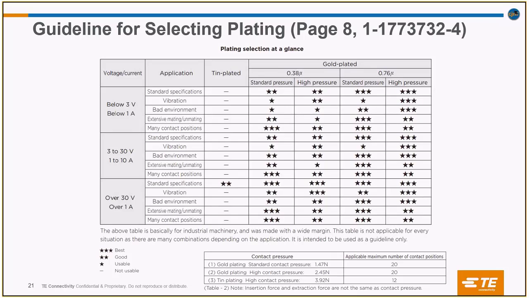So this is like a glossary of when to use the 0.38 and the 0.76. Below 3 voltage, below 1 amp, bad environment, take standard pressure, high pressure. Basically you need to know what kind of environment the application is in. If it is too rough, go for the gold plated thickness of 0.76. How much is the pressure that's going to get? With that, we come to an end of the dynamic series product introduction.